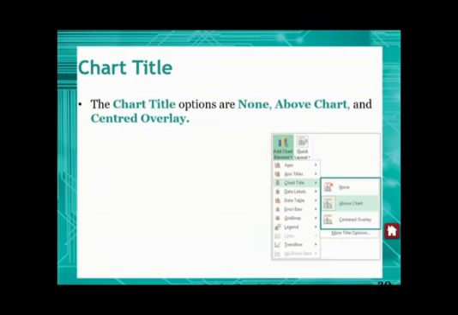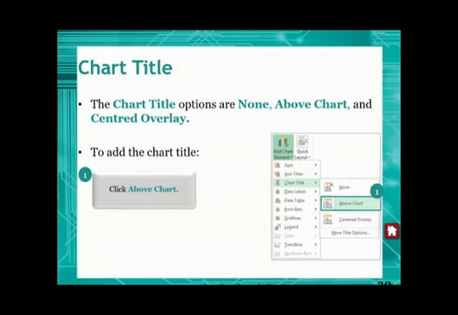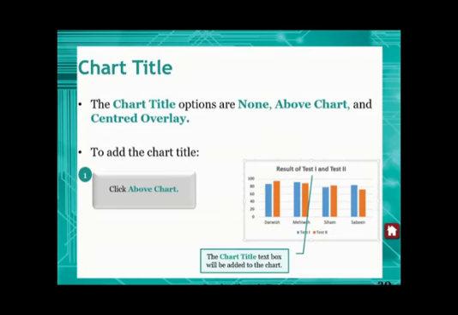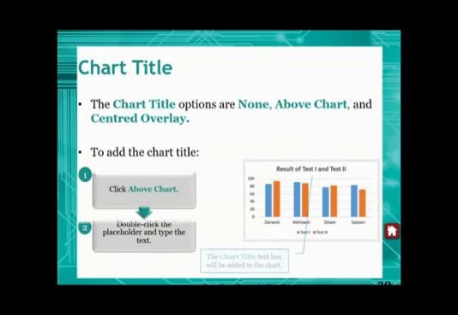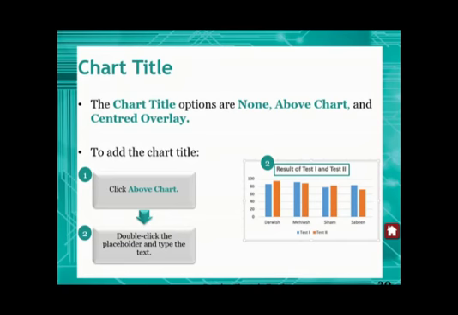Now let's see number 1, chart title. The chart title options are None, Above Chart and Centered Overlay. To add the chart title, click Above Chart. The chart title text box will be added to the chart. Double click the placeholder and type the text. Now let's practice.